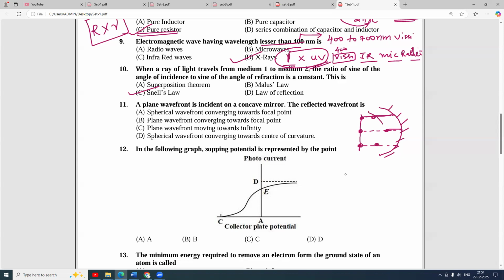So if you combine this, you will get a spherical wavefront, and it will converge at the focus of the principal axis. So if plane waves or parallel rays are incident on a concave mirror, we know this part: in the case of parallel rays, if they are incident on a concave mirror, after reflection, they meet at focus. Similarly, if plane wavefront is incident on a concave mirror, after reflection, you will get spherical wavefront. Finally, it will converge at focus. So it is spherical wavefront converging at focal point, option A. 11, option A.